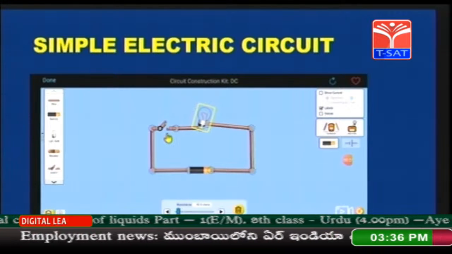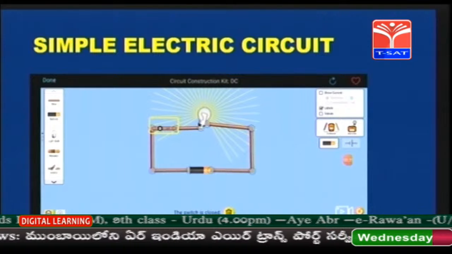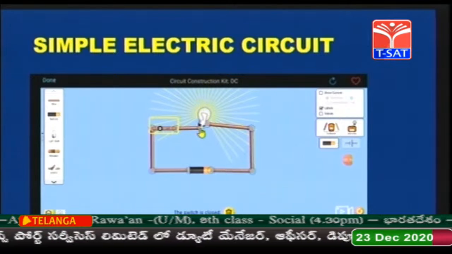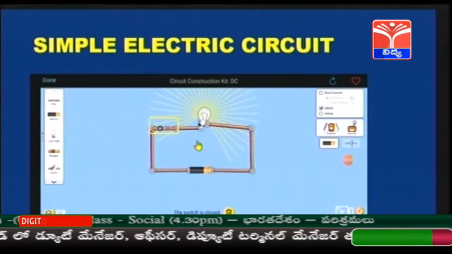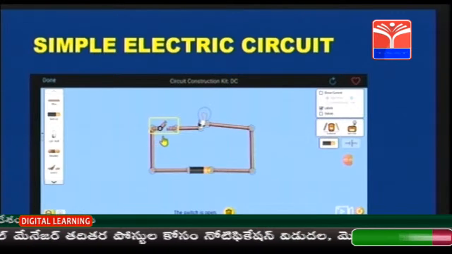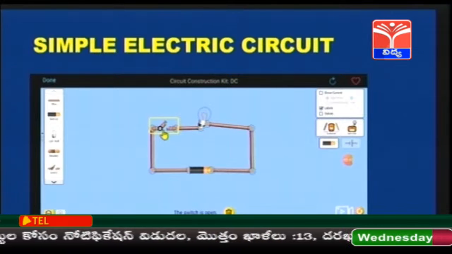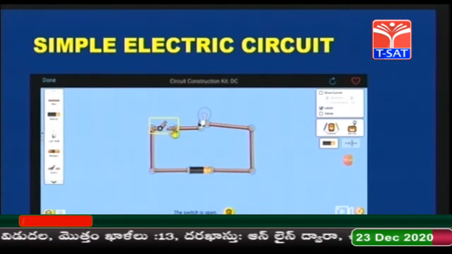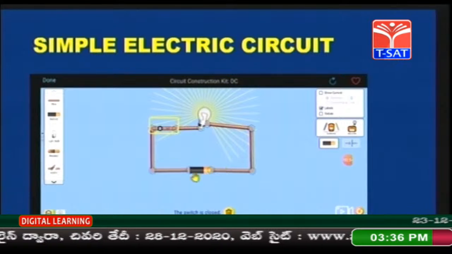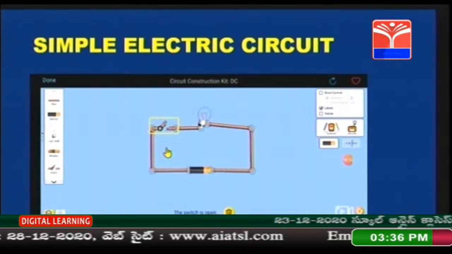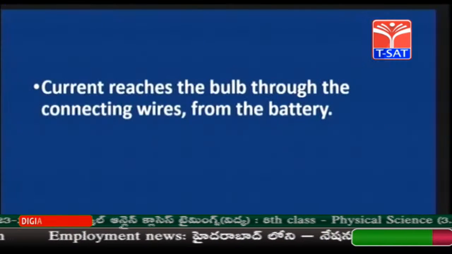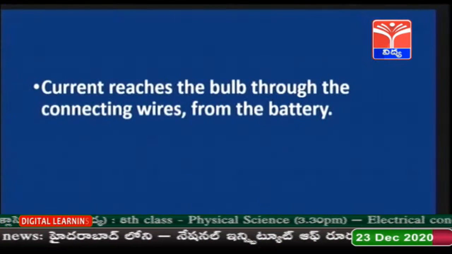Keep watching children. Now the switch will be on, that is the circuit is closed, and hence the bulb will start glowing. Okay children, so here we know that current passes from the battery through the wires. Now once again, when the switch is open, when the switch is off, the bulb stopped glowing. Okay children, so this is a basic circuit that you must have seen in your lower classes. So children, we know that current reaches the bulb through the connecting wires from the battery.